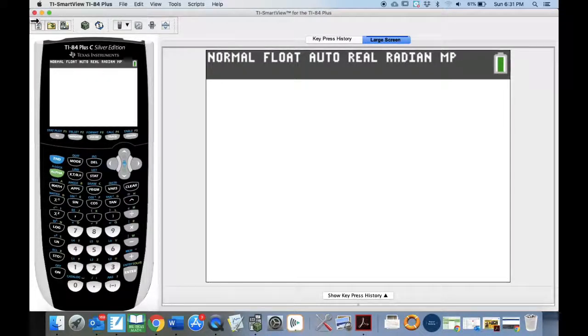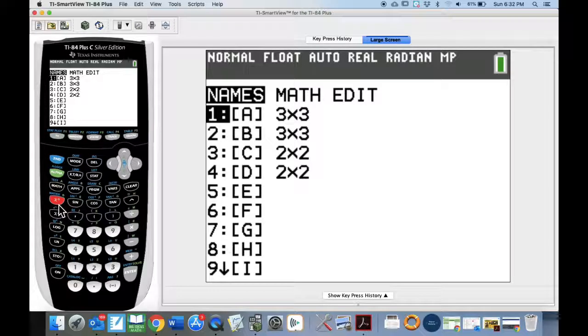All right, let me show you where that is. The second button, you know where that is. The matrix button is right here above the x to the negative 1 button, that inverse button. So we're going to hit that and we get a whole menu for matrices.